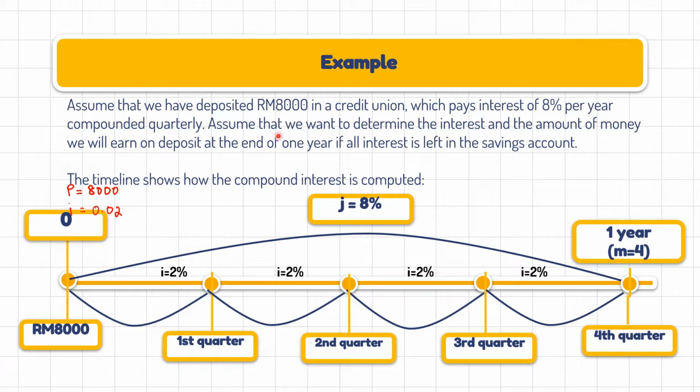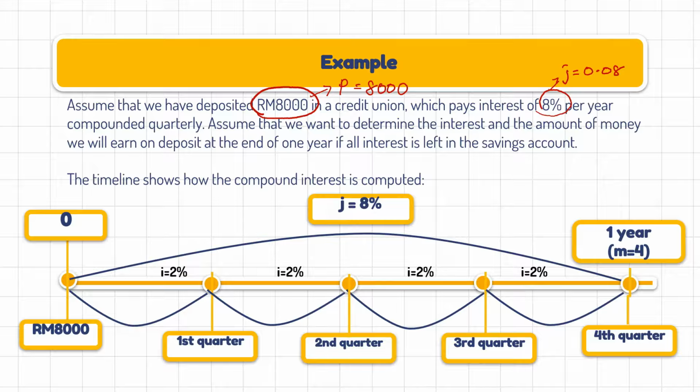First of all, as usual, let's look at the information that we have. Firstly, we have the amount we deposit, which is 8,000 ringgit. Therefore, this will be our P equals 8,000 ringgit. The next one is we have interest of 8% per year. 8% is our nominal rate, which is j equals 0.08.